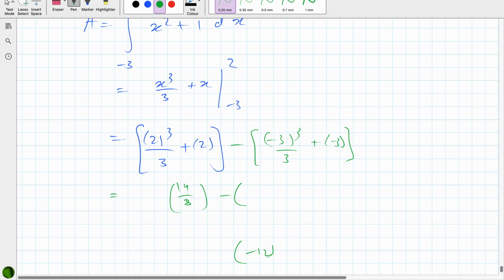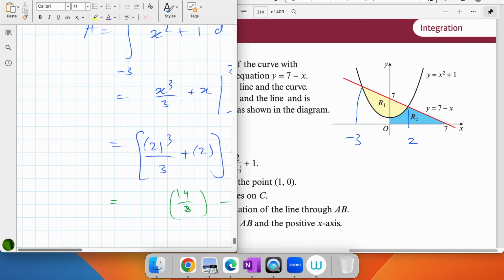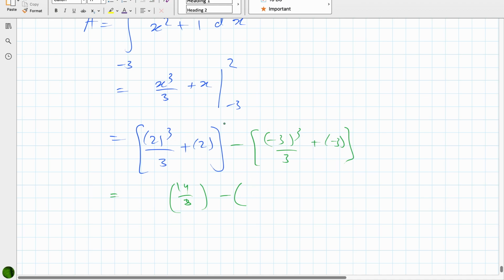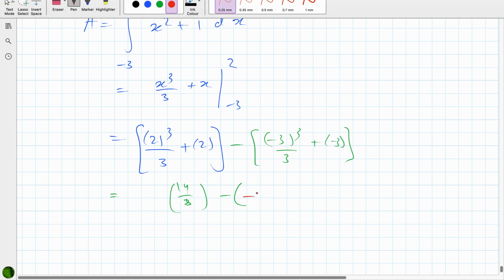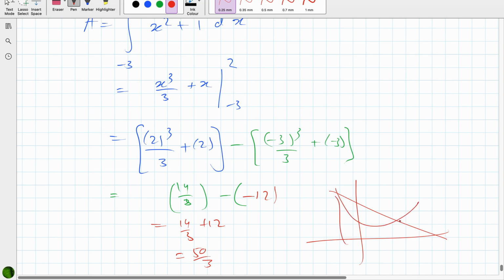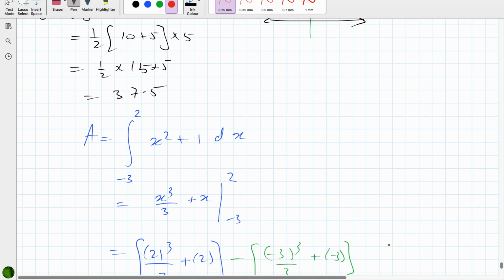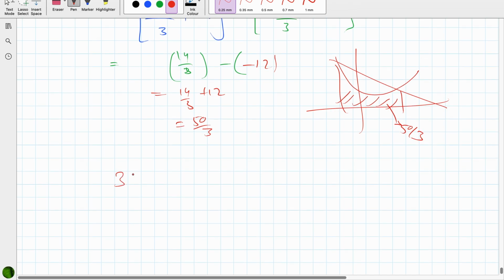So finally we subtract them. 14 by 3 plus 12 is 50 by 3. So area under the curve is 50 by 3. And area of the trapezium was 37.5. So 37.5 minus 50 by 3 is the area of R1.